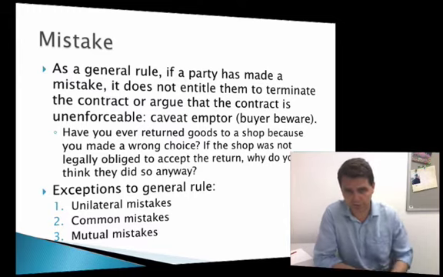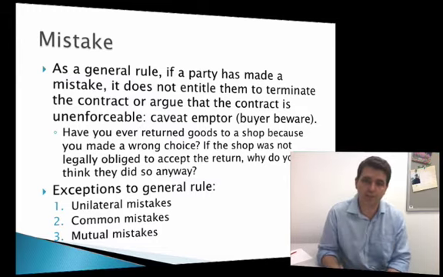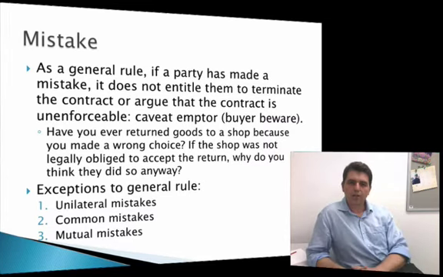There are three kinds of mistakes that we can be interested in: a unilateral mistake, a common mistake, or a mutual mistake. So let's have a look at those three and some cases to try and help us understand it a little bit better. Let's look at the first way that we may lack consent, and that's with mistake. Now, the most important thing to remember here is that generally the law won't say that there's a lack of consent if you've made a mistake. Most of the time it wants to uphold the ability to contract.